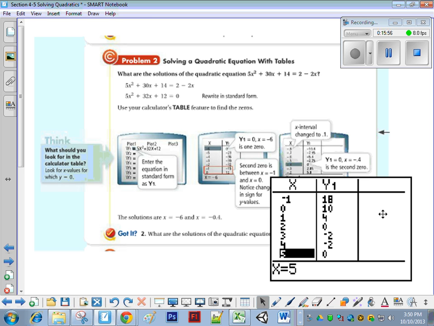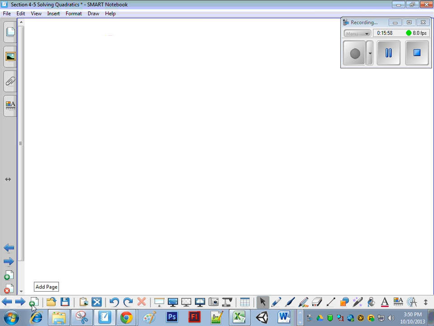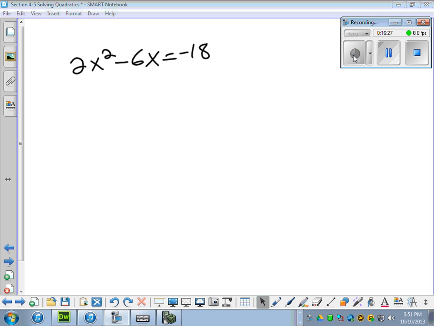Okay, let me do one more example, and then we'll move on. So let's say I've got something along the line of this: 2x squared minus 6x plus 9, or I'm going to say equals negative 18. Okay, actually I meant to say positive 19.